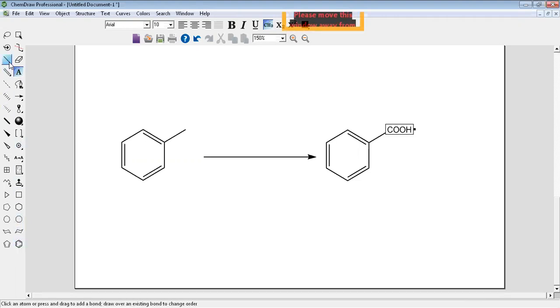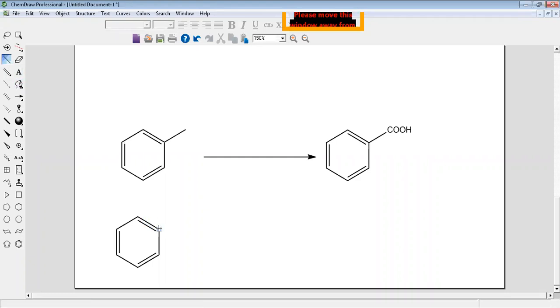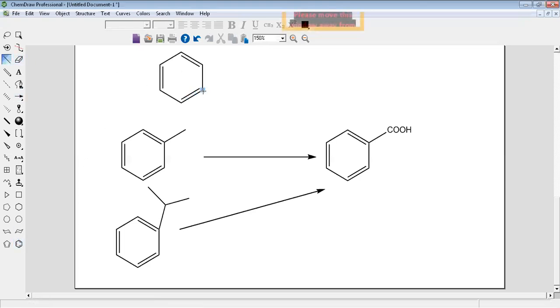Okay. I will give you another example. Here we have a benzylic carbon hydrogen. With oxidation it will give you this product, the same product, okay? Just remove all the alkyl group, put COOH, done. Now this compound, does it have a benzylic carbon hydrogen?